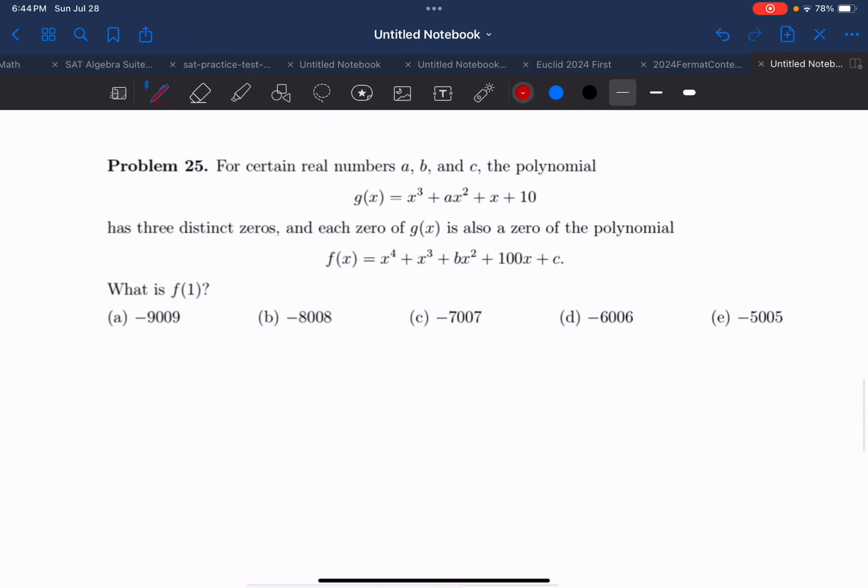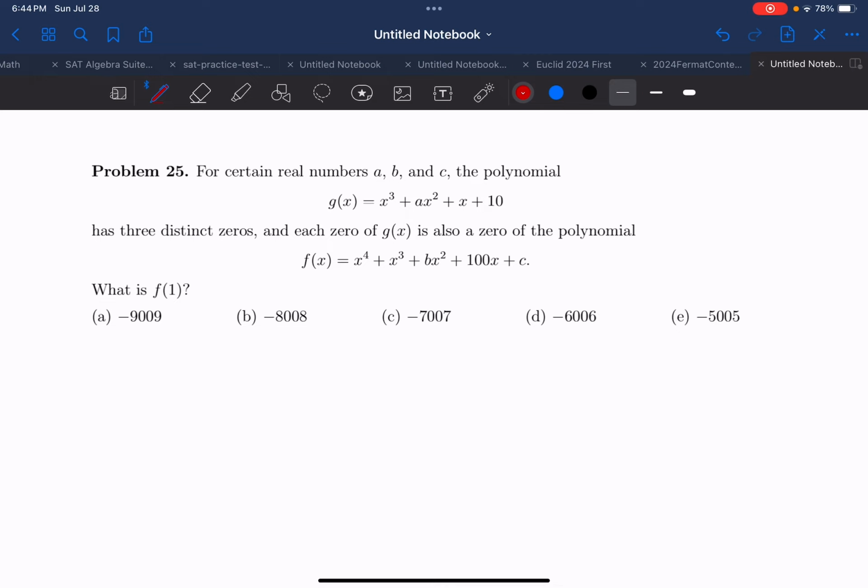Heading on to the final question. For certain real numbers a, b, and c, the polynomial g(x) equals x cubed plus ax squared plus x plus 10 has 3 distinct zeros, and each zero of g(x) is also a zero of the polynomial f(x) equals x to the power 4 plus x cubed plus bx squared plus 100x plus c. So the question is asking what f(1) is equal to.